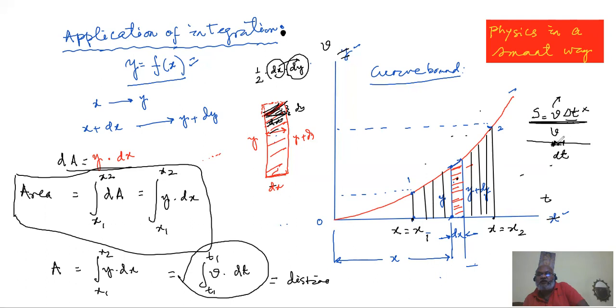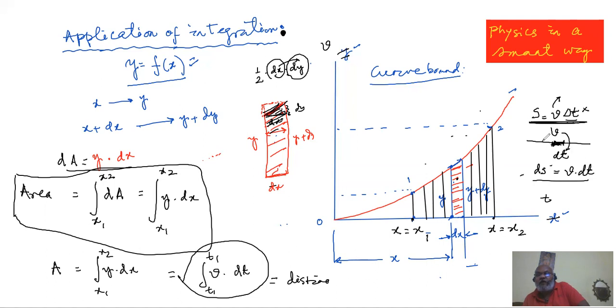So how much is the distance covered within that time interval? We can safely write that it is v dt. So that distance will be a very small one, that is ds, will be equal to v dt. So a small distance ds can be presented by v dt.